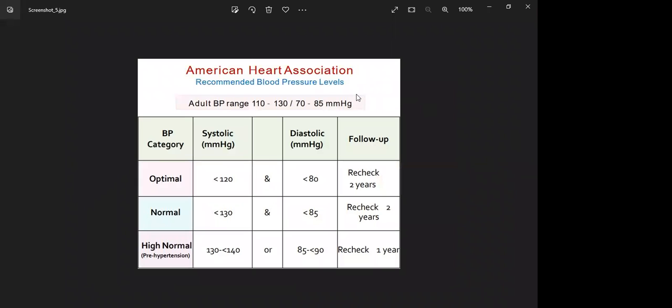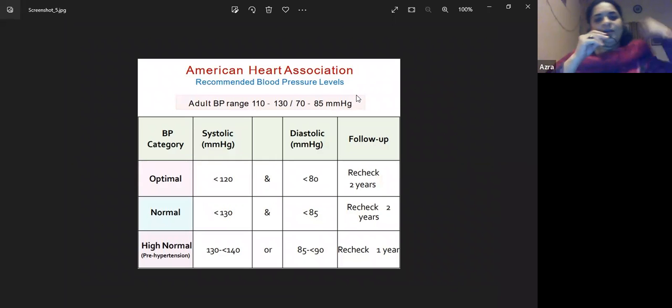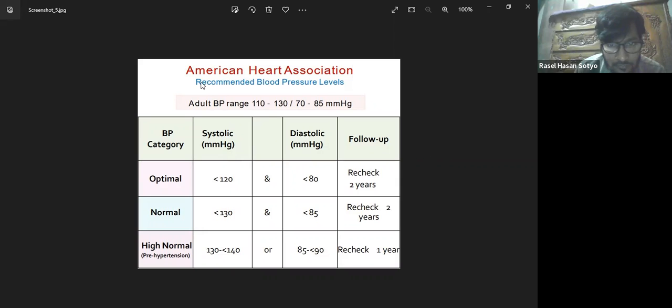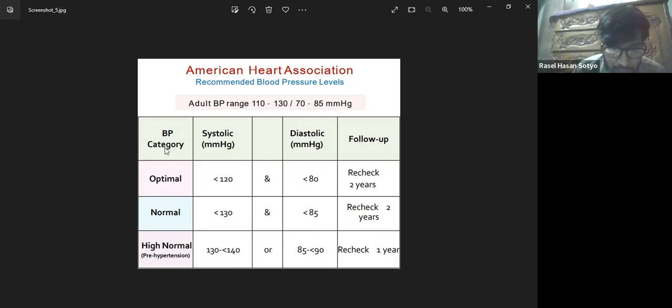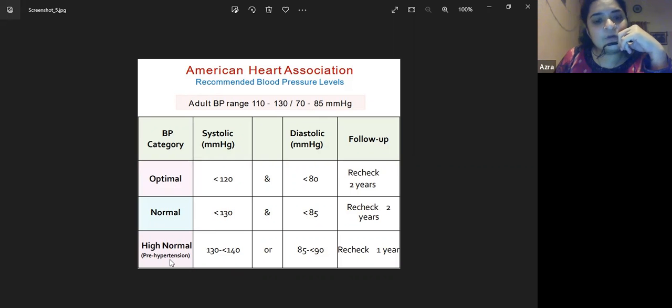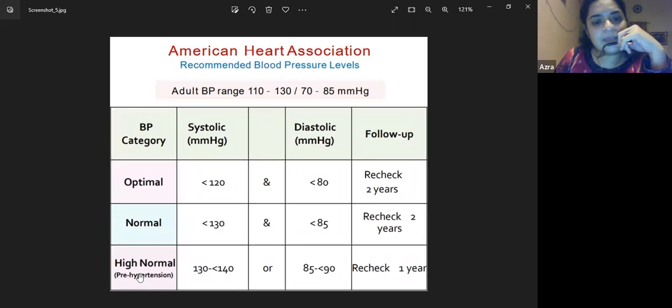Now this is a chart. You can just remember it in your mind for your information. This chart is made by the American Heart Association. The adult BP range is 110 to 130 systolic and 70 to 85 diastolic. This is a normal blood pressure in adults. Now the BP categories are optimal, normal, and high normal. High normal can be considered pre-hypertension.